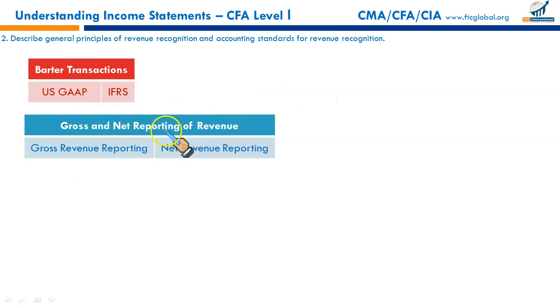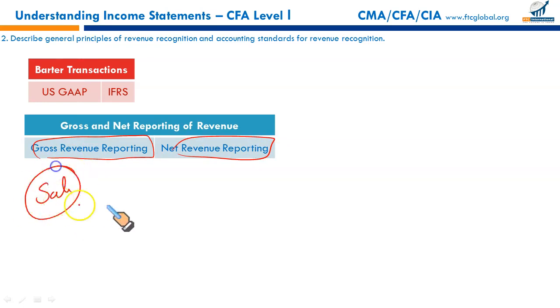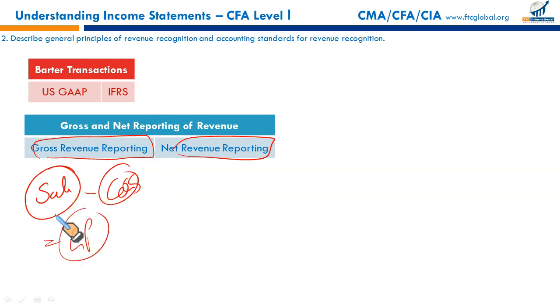Then gross and net reporting of revenue. Revenue can be reported in two ways. One is gross, that is the normal income statement. You have your sales given separately and cost of goods sold, sometimes called just cost of sales. They are given separately. Then you calculate your gross profit. Gross revenue and cost of sales help you calculate gross profit. Under the net revenue approach, sales less cost, the net amount is reported.